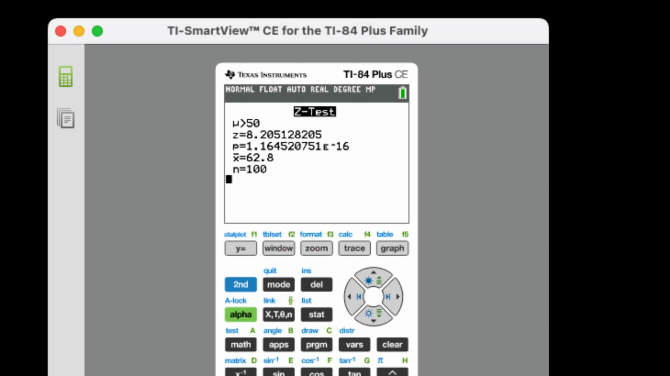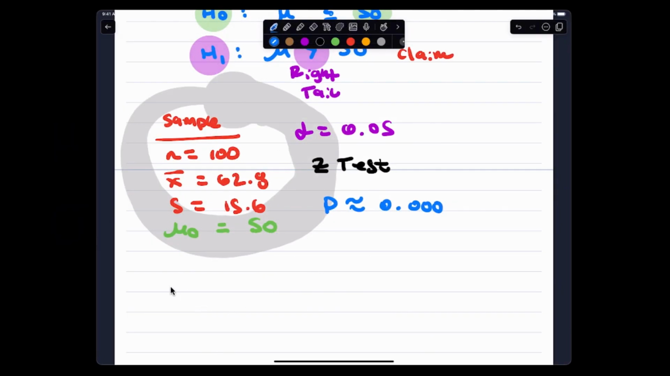Hit calculate. What's that p-value? Oh my gosh, is that low? Yeah. What is it approximately going to be again? Isn't that e to the minus 16? That's 10 to the minus 16. You got to move the decimal 16 spaces to the left. So, ladies and gentlemen, that p-value is certainly low. You say, how low is the p-value? It's almost zero. It's close to zero.